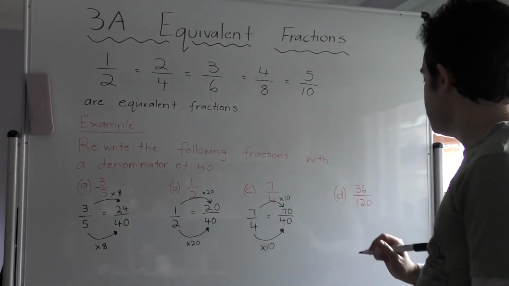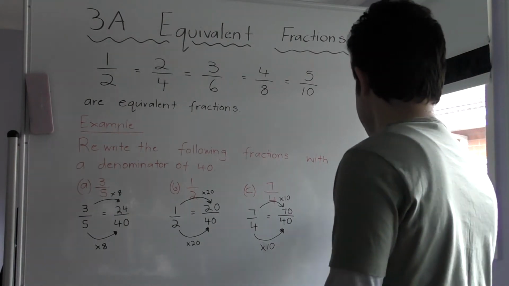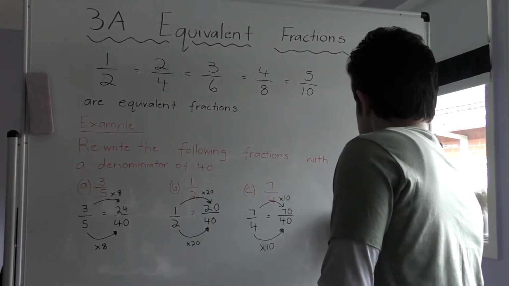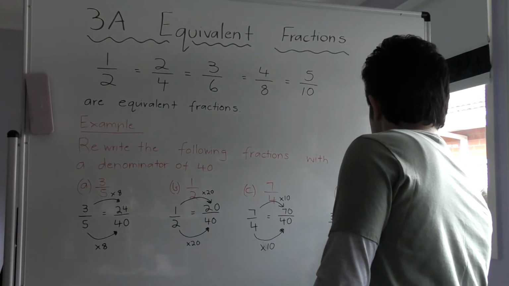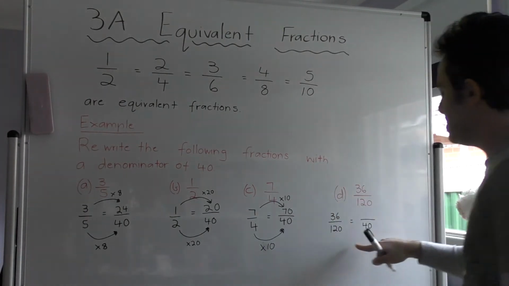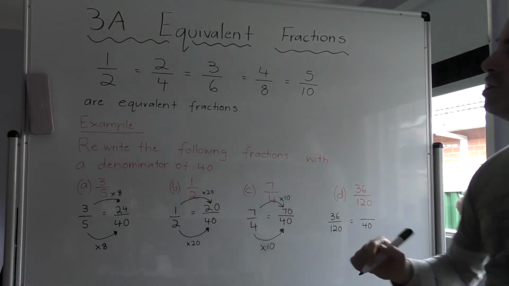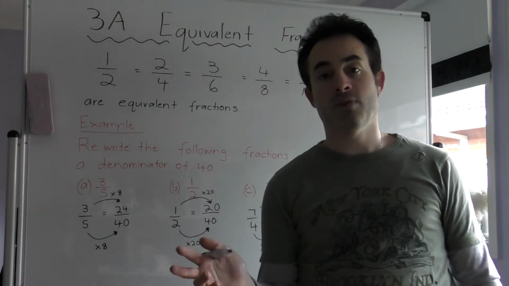Finally, D, 36/120. Here, I want to get to 40. As you can see, 120 is bigger than 40. So instead of timesing it by a number, we divide by a number.